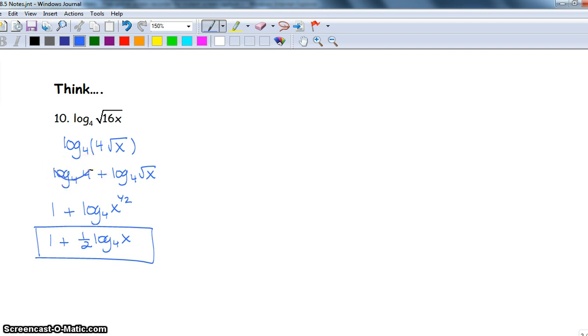That's our piece where it cancels out, and you're left with your exponent of 1. And log base 4 of the square root of x. I change it from the square root. We know that the square root is the same thing as x to the 1/2 power. So I change it from a radical to a fractional exponent, and that allows me to bring my exponent out front. So I've got 1 plus 1/2 of log base 4 of x. And that's it for today.